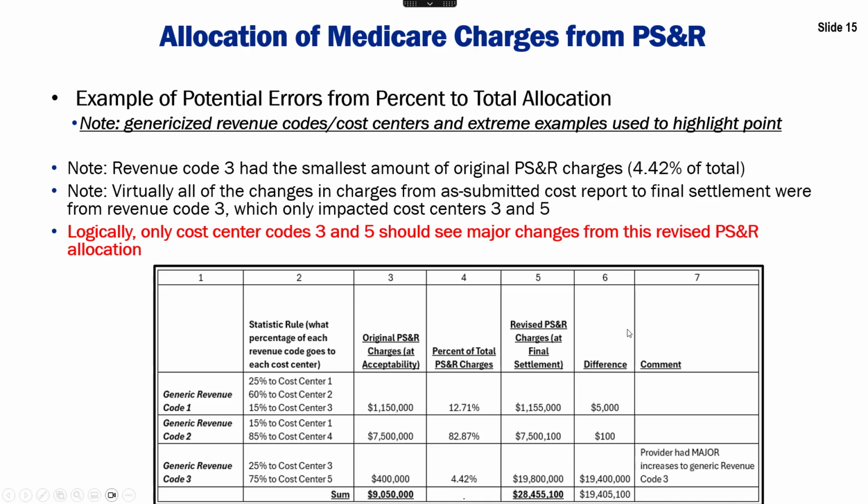Notice that this change, this $19.4 million of extra charges, logically should have only impacted cost centers 3 and 5, because those are the only cost centers that get their charges from revenue code 3. That's the point to keep in mind as we continue on.